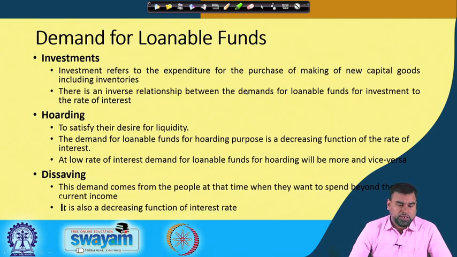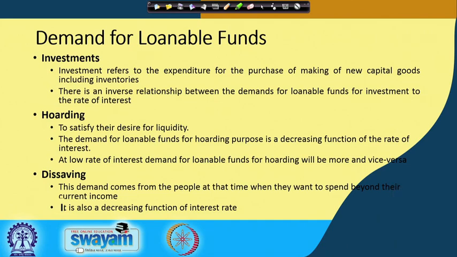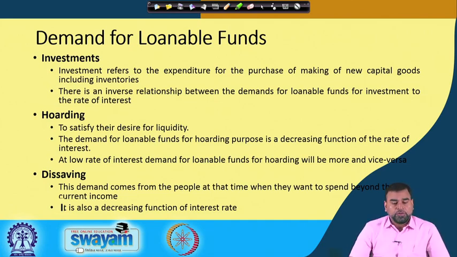Then there are two things: one is the demand for loanable funds and the other is the supply of loanable funds. What is the demand for loanable funds? The factors which affect the demand for loanable funds are investment, hoarding and dis-saving. How exactly are those defined? Already I have explained again and again that investment is one of the most important factors in the determination of interest rate.